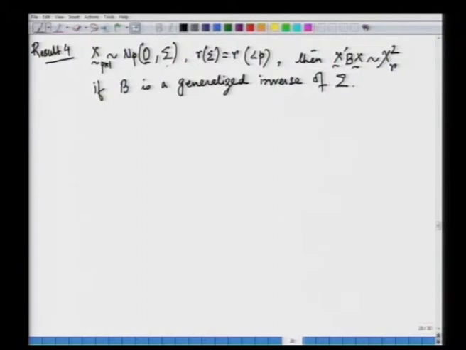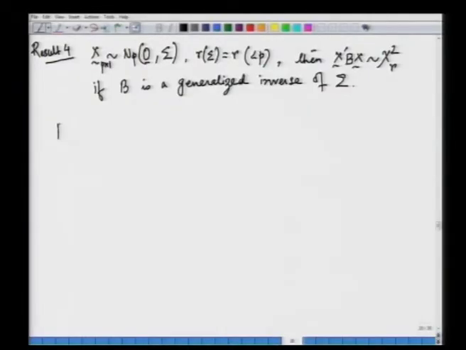Sigma is positive semi-definite. So, as we had said in one of our earlier sessions, this is a singular multivariate normal distribution where the PDF does not exist because sigma inverse does not exist. So, what we are working with is a generalized inverse of sigma. Okay. So, let us go to the proof of this.